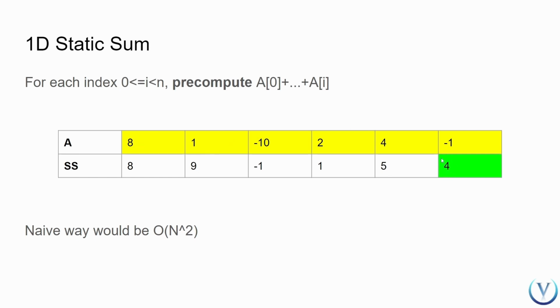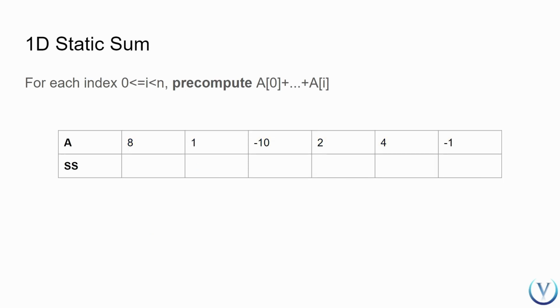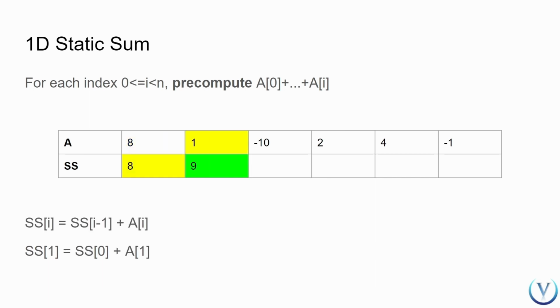However, we can make an observation to improve this time. It goes as follows. SS of 0 is still a of 0, and this can be computed in O(1) time. When we go to SS of 1, instead of taking a of 0 plus a of 1, we actually take SS of 0 plus a of 1. This would once again only cause one operation, and we see that actually for all the elements in the static sum array, we can compute it in O(1) time instead of O(n) time.